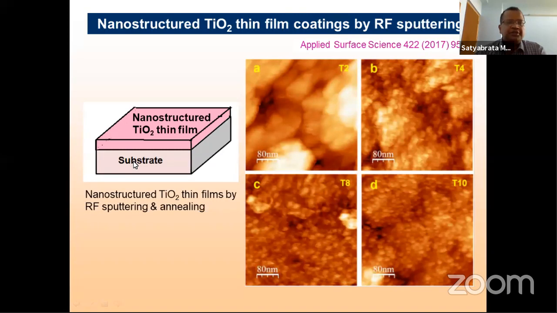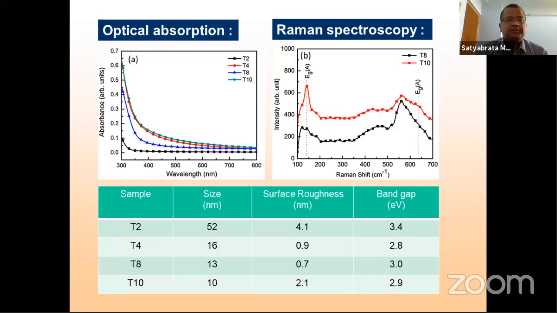And so you see this, we take any substrate and coat a nanostructured TiO2 thin film by RF magnetron sputtering. Atomic force microscopy was carried out. You can see the AFM images clearly show that they are nanostructured coatings. And of course, there is a change in the size of these nanostructures in this thin film.